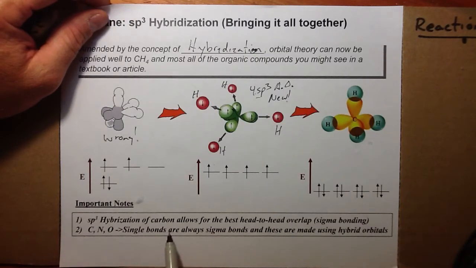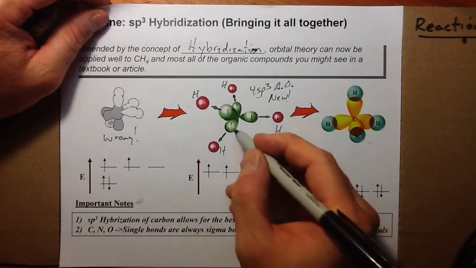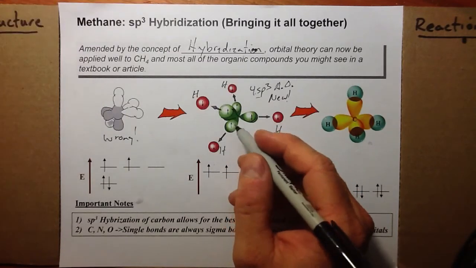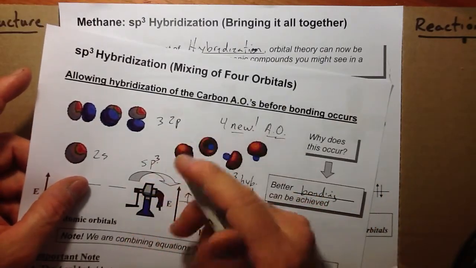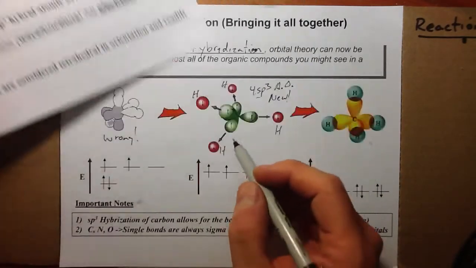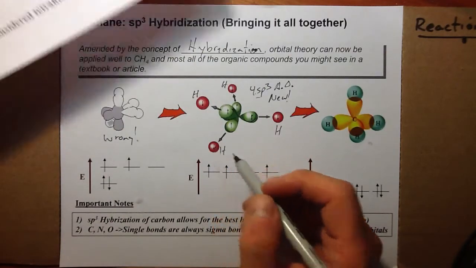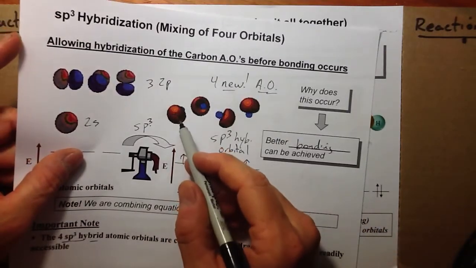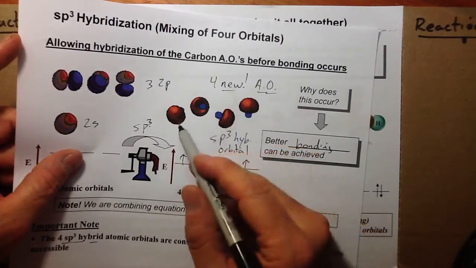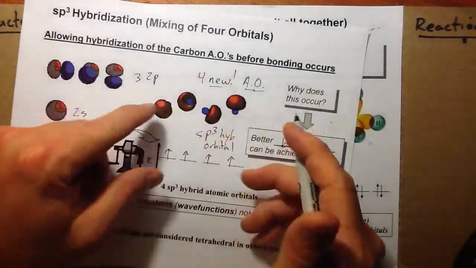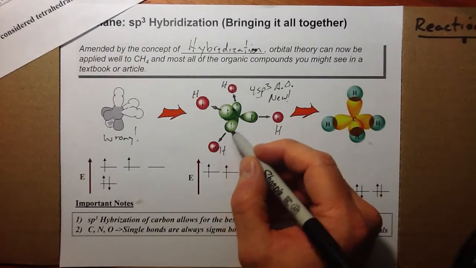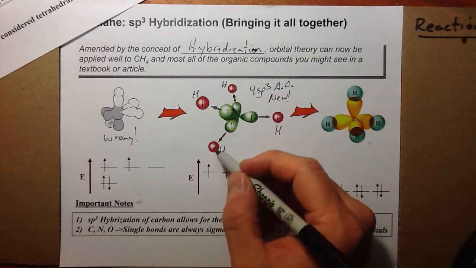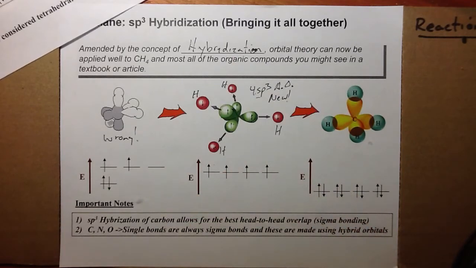sp3 hybridization of carbon allows for the best head-to-head overlap, or sigma bonding. Remember how we said in that mixing, these are in green here, but they're in red and blue here, the orbital sticks out from the nucleus, allowing for good overlap with the hydrogen. I apologize, the colors are changing. This is the carbon with its 4 sp3 hybrid orbitals. Of course, they're still around the nuclei. They're just shown in green here. They overlap with the hydrogen in a head-to-head manner. That is giving us a good bond.